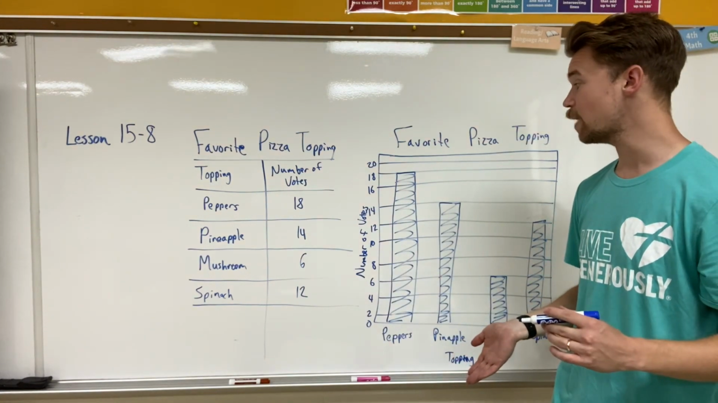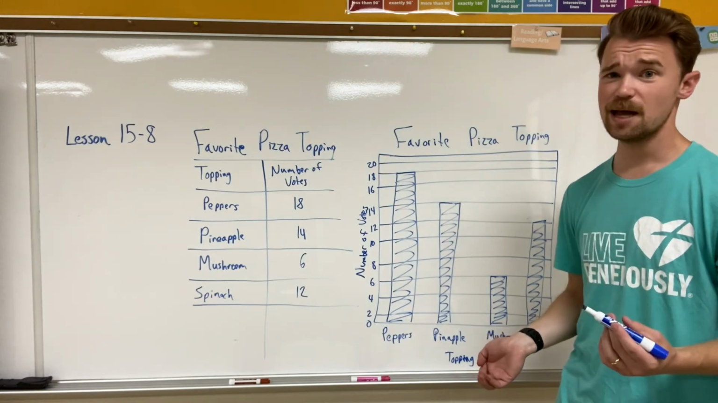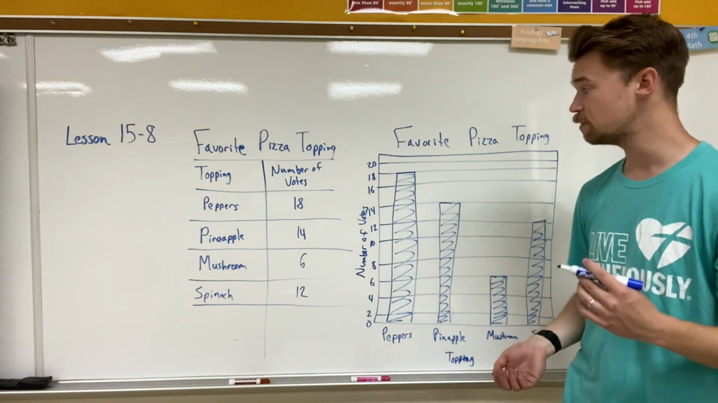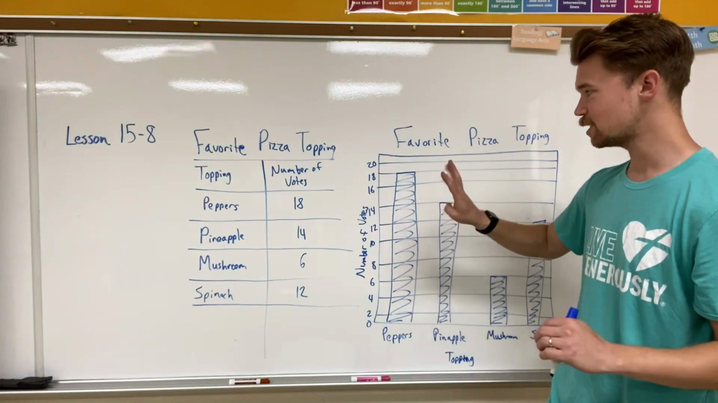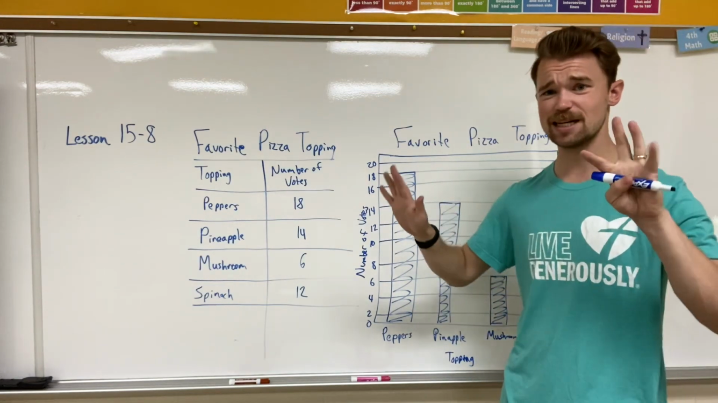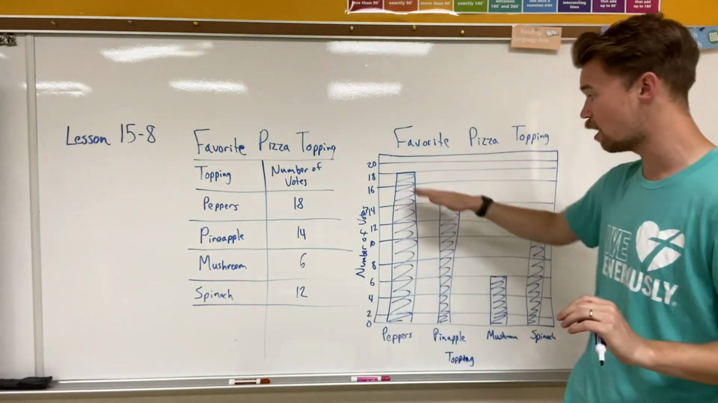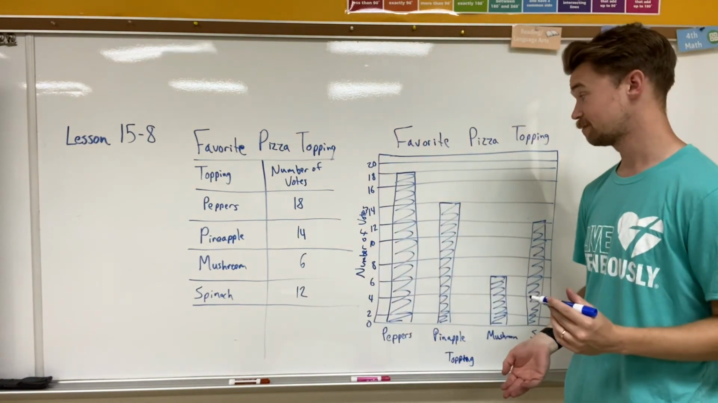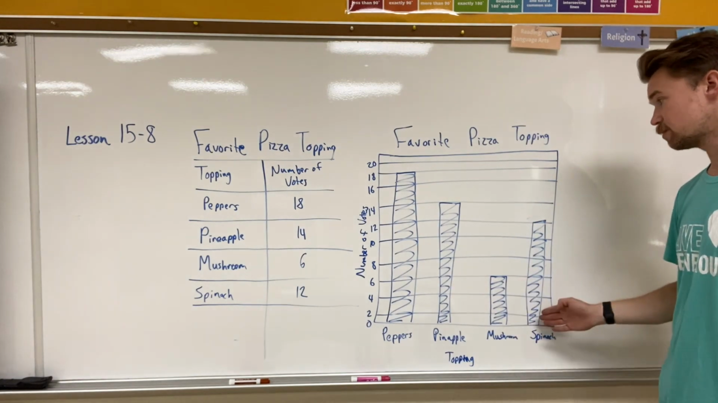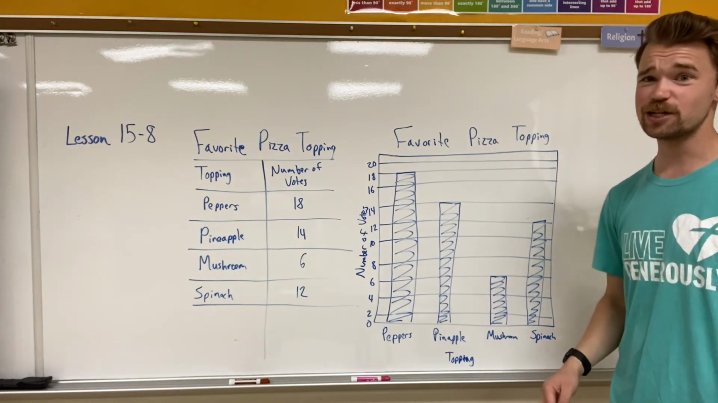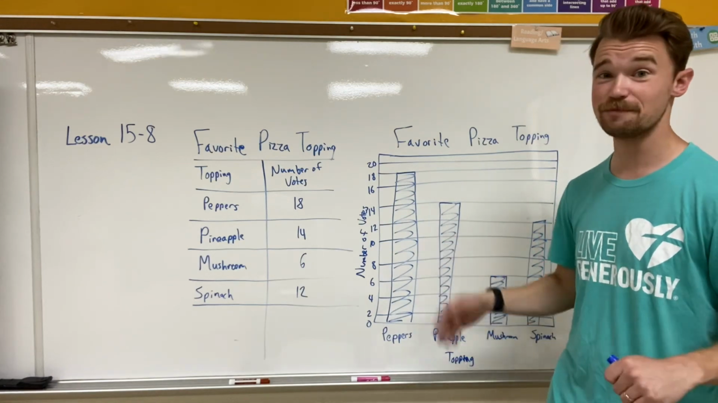I could do a picture graph and make pizzas, but that would take a long time to draw each individual pizza. Even if I count by 2, that's 2, 4, 6, 8, 10, 12, 14, 16, 18. That's 9 pizzas I just have to draw for just the peppers spot. I have to draw 7 for the pineapples, 3 for the mushrooms, and 6 for the spinach. It's just too time consuming. This didn't take me as much time.